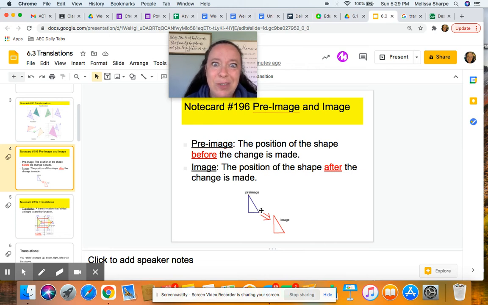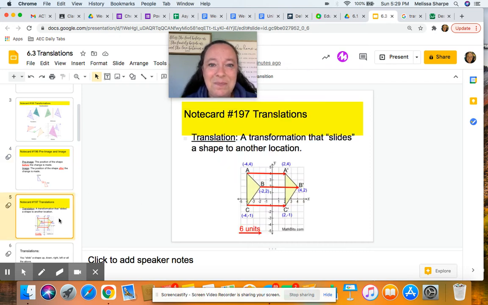Sometimes the pre-image is called the domain, and the image is called the range, because you start with the pre-image and you end with the image. But pre-image, image, those are important for you to know. So pause me and finish up note card 196.